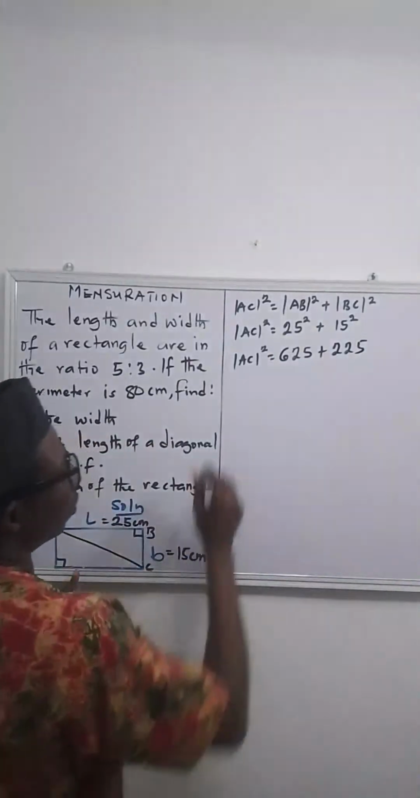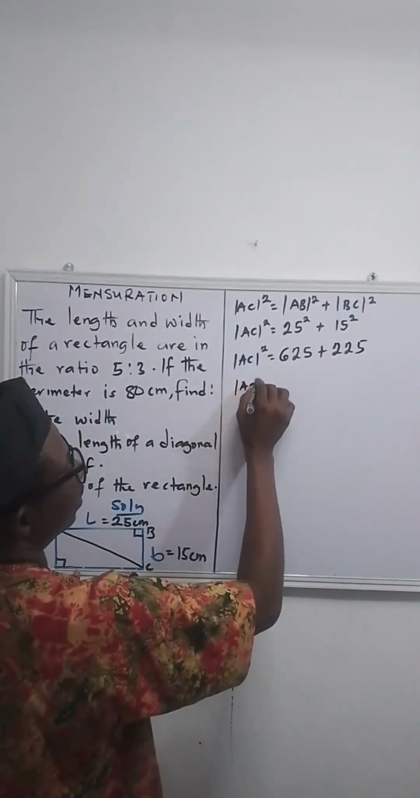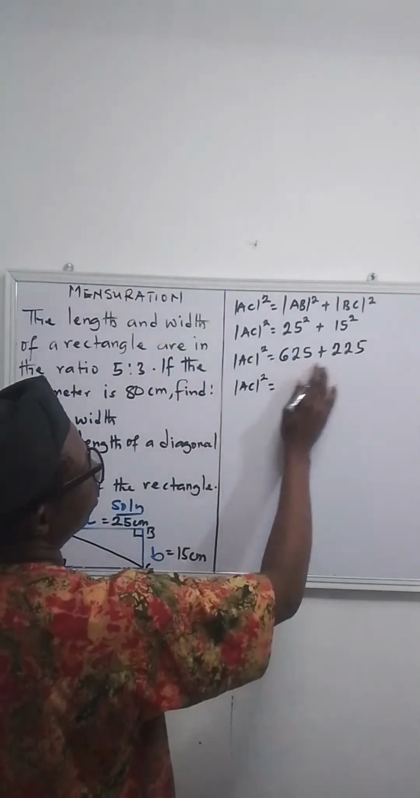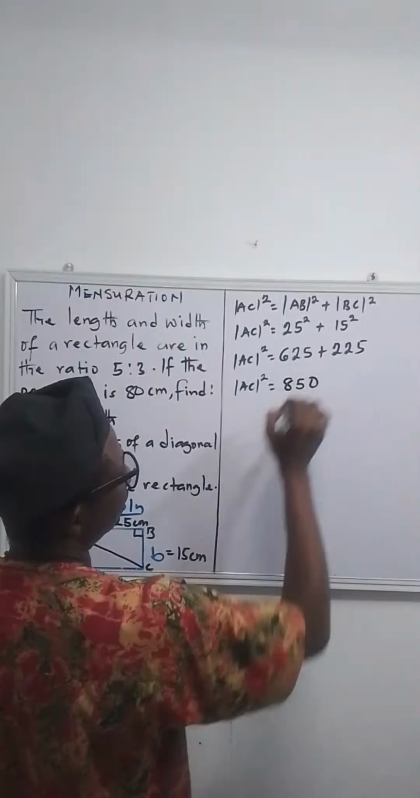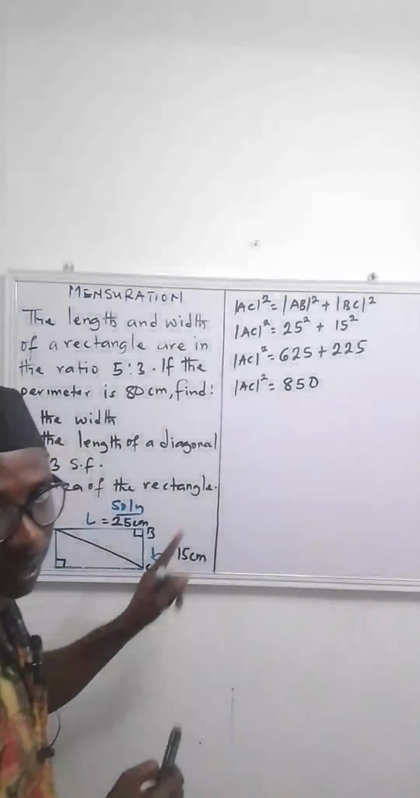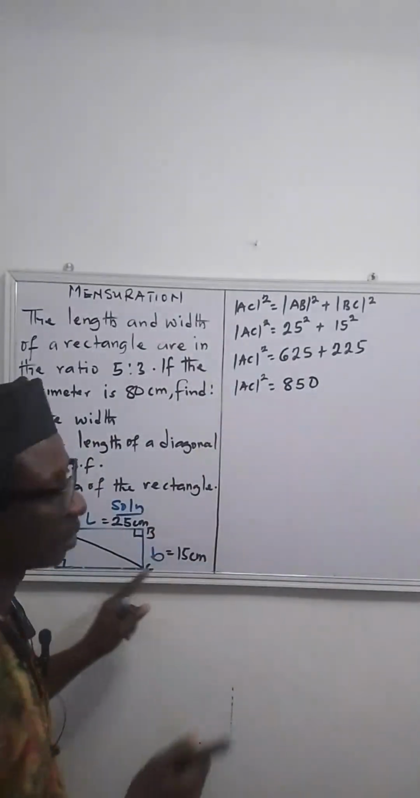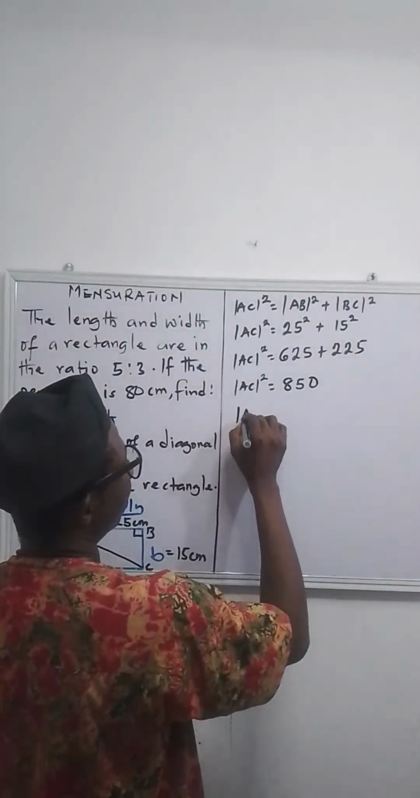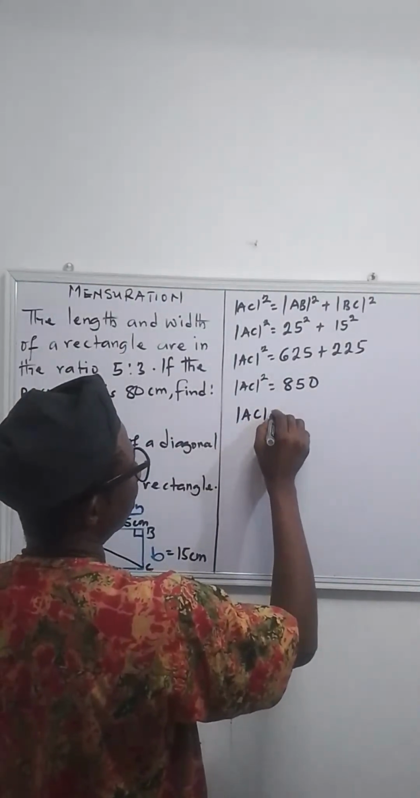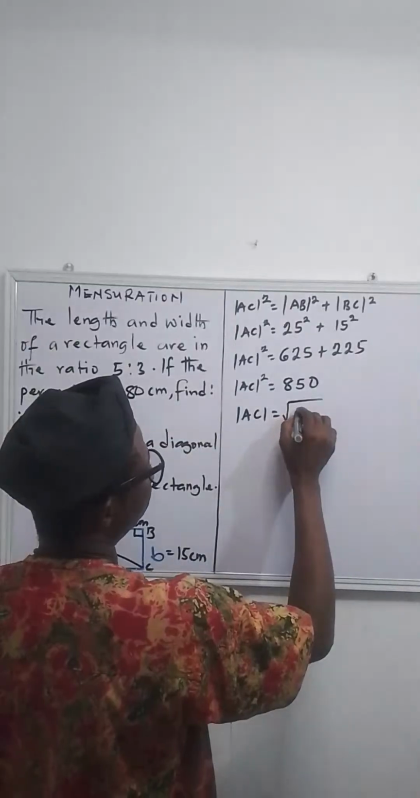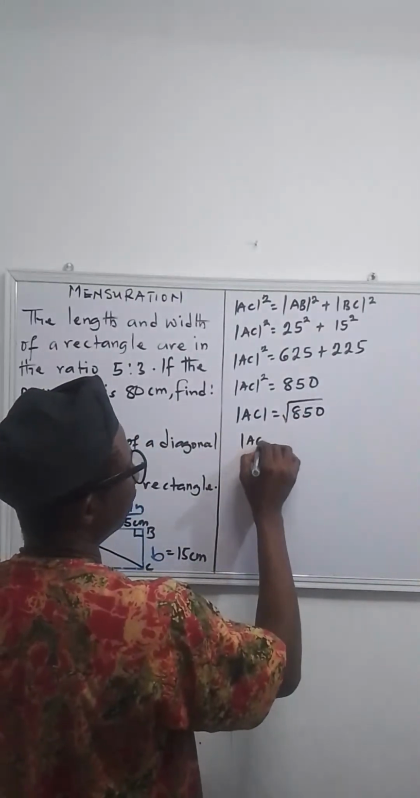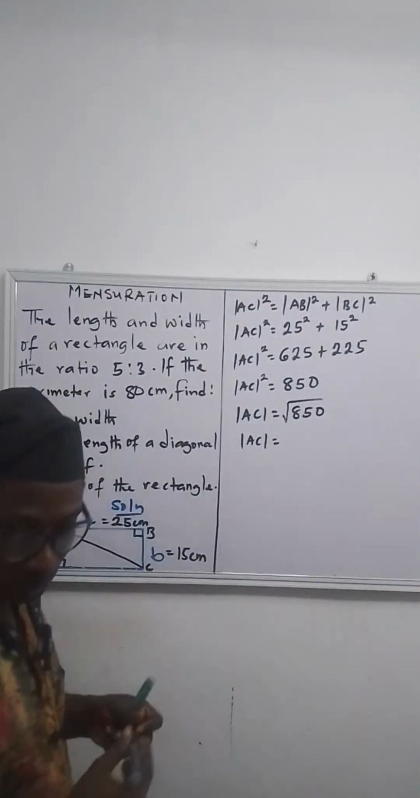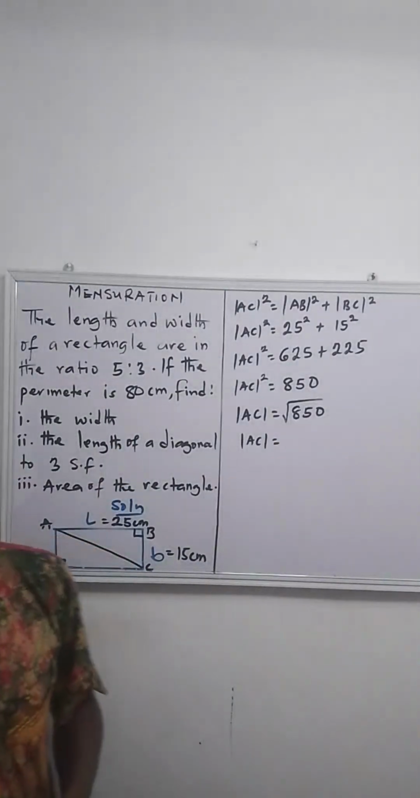So we have AC square. Now let us add, that's 850. So here you take the square root of both sides. So we have AC equals square root of 850. And your AC now would be what? What is going to be the square root of 850?